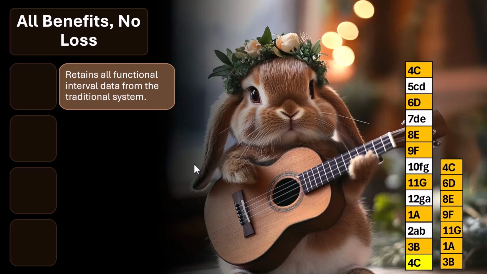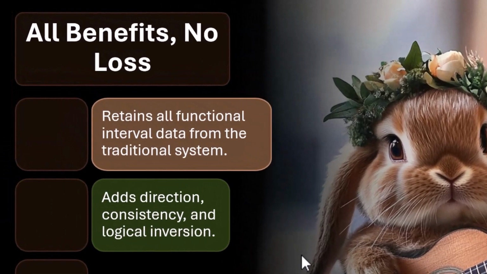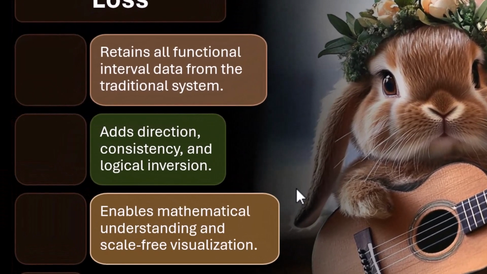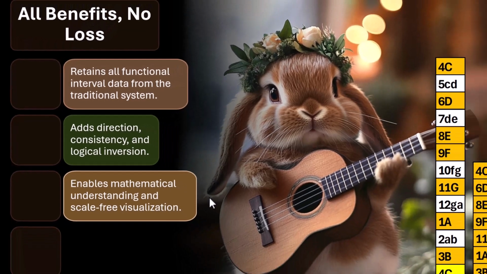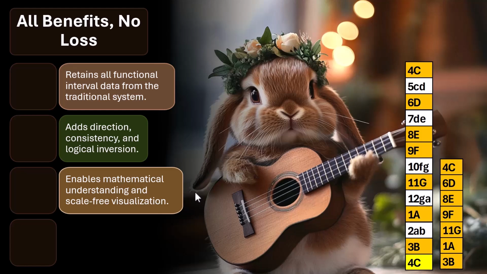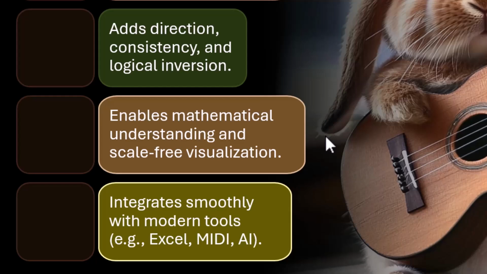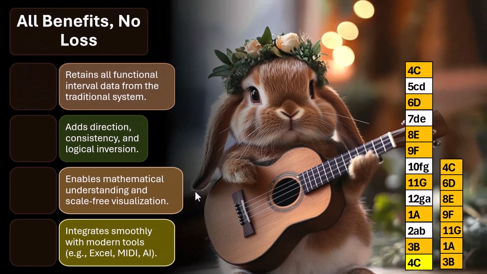So it does retain all the functional interval data from the traditional system, adds direction, consistency, and logical inversion, and enables mathematical understanding and scale-free visualization. So again, it's just the common sense thing to do. The inversion and direction make sense. If you go a distance above an octave in either direction, it's consistent mathematically and makes sense. We'll map all this out in detail. It integrates smoothly within modern tools.